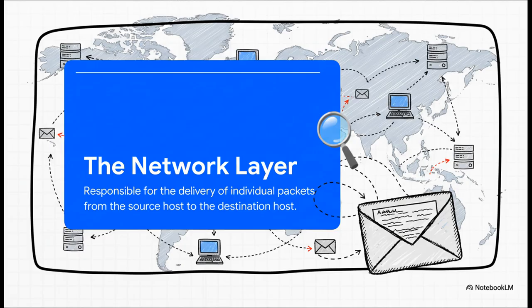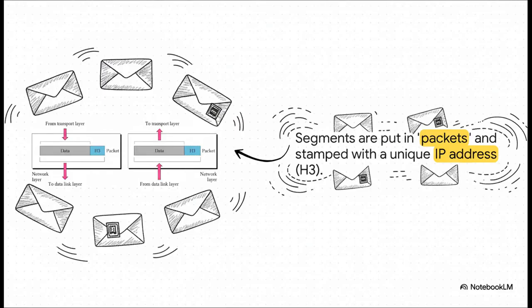But which building? In what city? That's the job of the network layer. This layer is in charge of the big picture, getting the data all the way to the correct computer, no matter where it is in the world. This is like putting the full street address on the main envelope. So each of those little segments is now placed into its own digital envelope, which we call a packet. And on that packet goes maybe the most famous address in the world, the IP address. Just like your home address, every single device connected to the internet has its own unique IP, which means it can be found from anywhere.